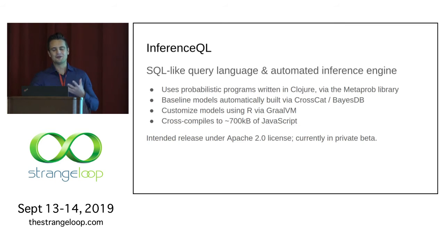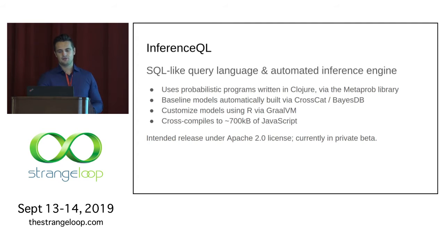So what is InferenceQL? InferenceQL is a query language and an automated inference engine. It uses probabilistic programs written in Clojure via the Metaprob library. Metaprob is developed in-house. It's a probabilistic programming system. We provide baseline models automatically generated with the CrossCat model class and our BayesDB system, which we are slowly deprecating, but we have had around for 6 years in the lab, and we're ongoingly developing on it.